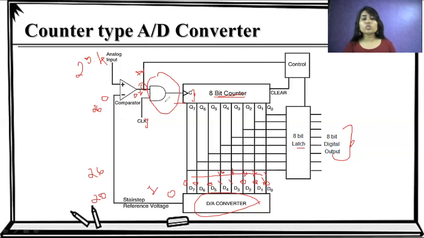So 0 into clock, we have a 0. So after 26 we have no clock signal, as for 26 we have a negative difference. So this control circuit clears the bits of 26, and we have the original output for 25, which is stored into the 8-bit latch. So this is how the counter type analog to digital converter works.